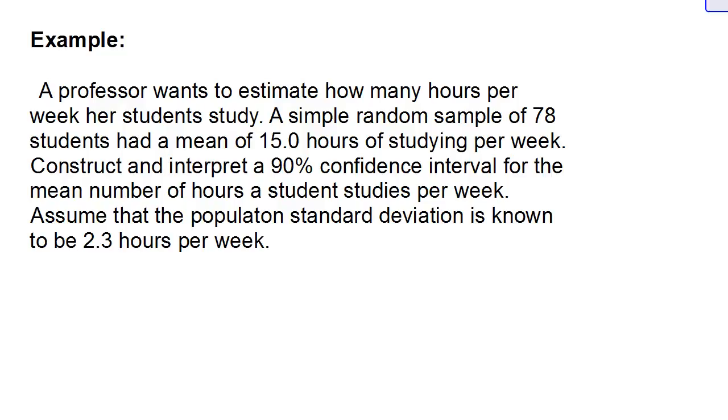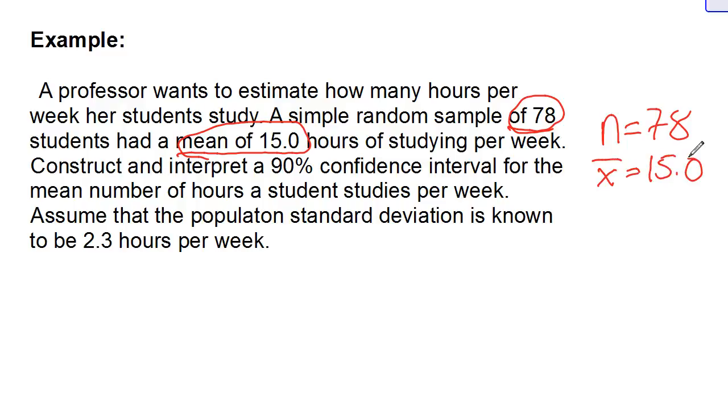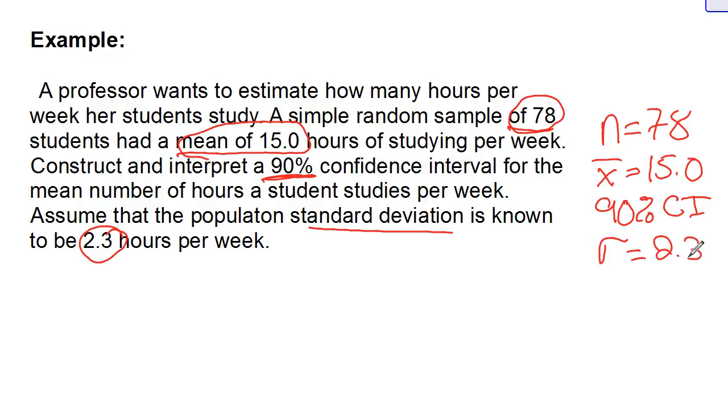Okay, so we know some information already. We know that we have a random sample of 78 students. So that's n is equal to 78. We have a mean of 15.0. So that's x bar is equal to 15.0. We want a 90% confidence interval. And the standard deviation is 2.3. So we know this information.